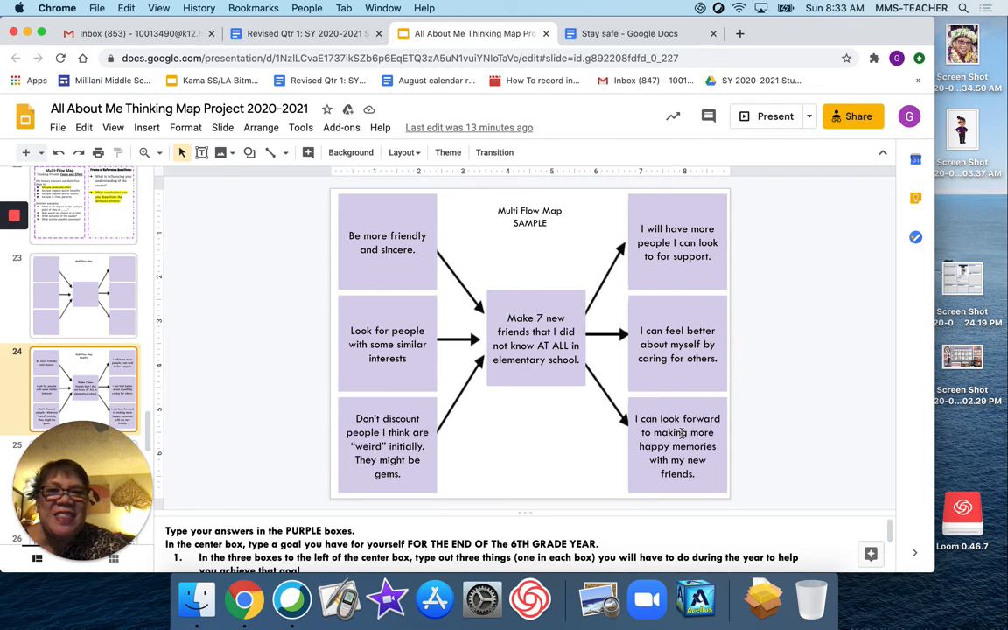Think of something that you want to have as a goal for this school year and that you want to achieve by the end of this year. And I know there are so many things that you can think of that you want to achieve, but just choose one. Okay, prioritize and choose the best one.